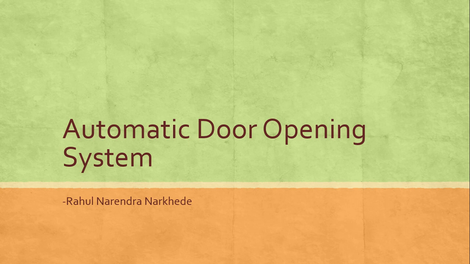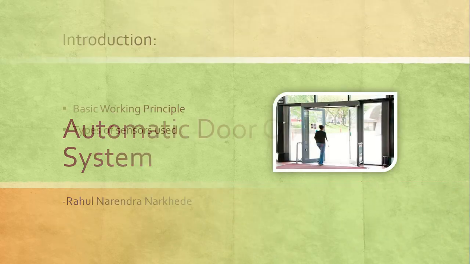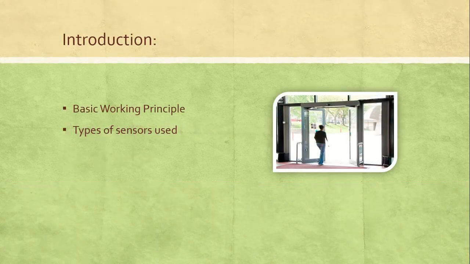In this video, we will see the basic working principle of automatic door opening system. So, what is an automatic door opening system? Automatic door opening systems are used to open the door when a person comes near to the entrance of the door, and close it after he moves away from the door or after entering into the door.